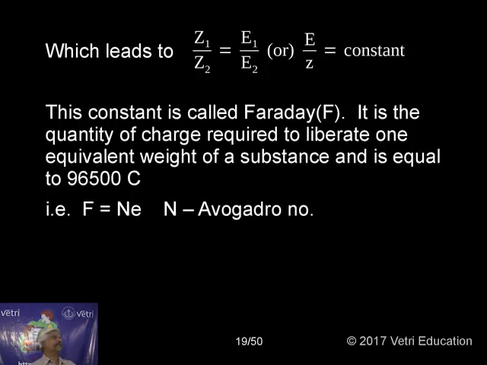When you go to the central syllabus and the NEET examination, they may ask this type of question. What is the value of the ratio of Z and E? That is E by Z, or some constant. That constant is called Faraday, capital F. It is the quantity of charge required to liberate one equivalent weight of a substance and is equal to 96,500 C. This is Coulomb.